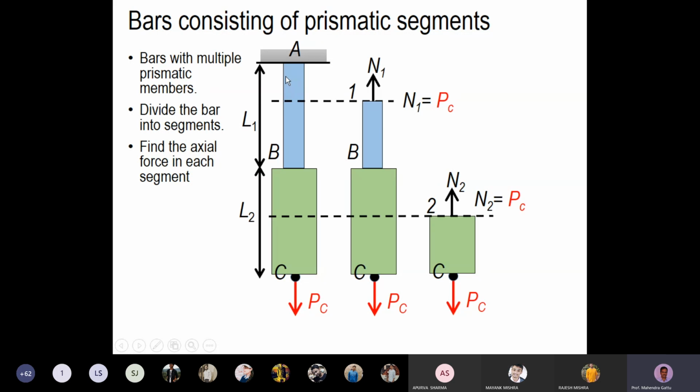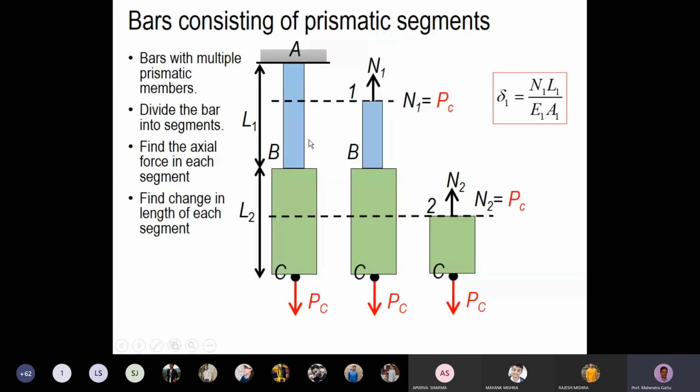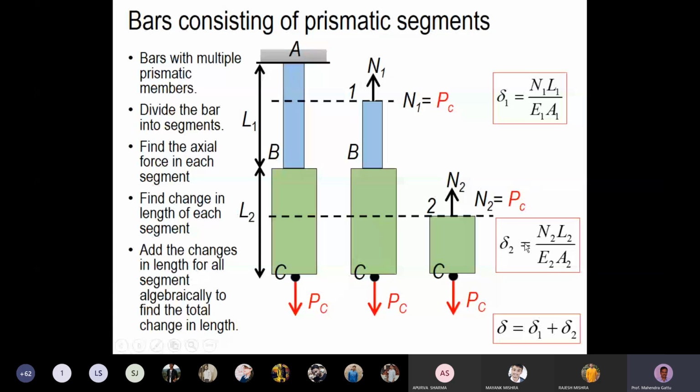Now we'll calculate the deflections of this bar. How do you do that? You just apply the formula: delta 1 is N1 L1 by E1 A1. Here we have to be careful because Young's modulus E1 will be different for AB, and A1 is the area of cross section for segment AB. Again, we can calculate the deflection for segment BC, which has constant N2 acting throughout the segment. We'll get delta 2 as N2 L2 by E2 A2. So the total change in length will be the sum of delta 1 plus delta 2. Okay, that is the elongation for this bar.